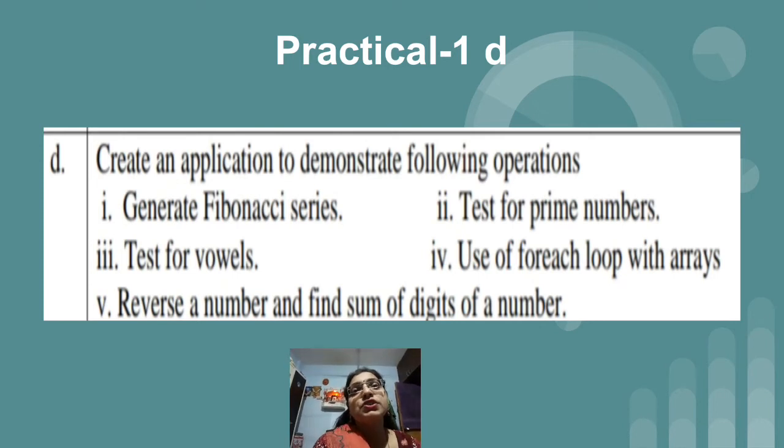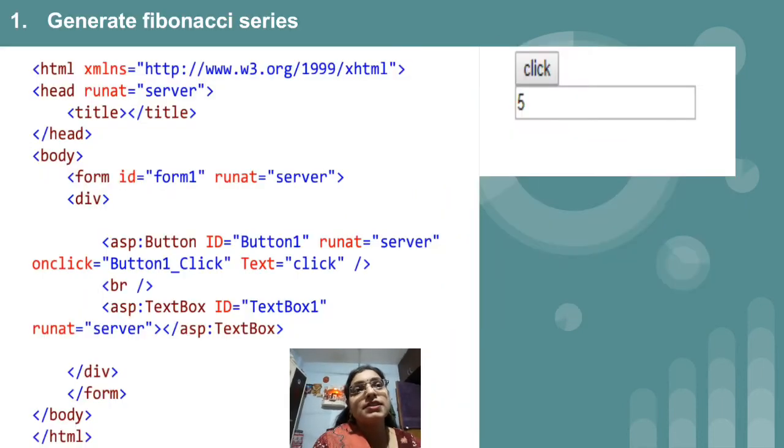First question is generate Fibonacci series. So let's start with the Fibonacci series. To generate Fibonacci series, I have taken this as an interface, that is there is one click button and below the button I have taken one text box. So the number which you are going to enter into the text box, till that number or that many numbers of the series is going to get calculated.